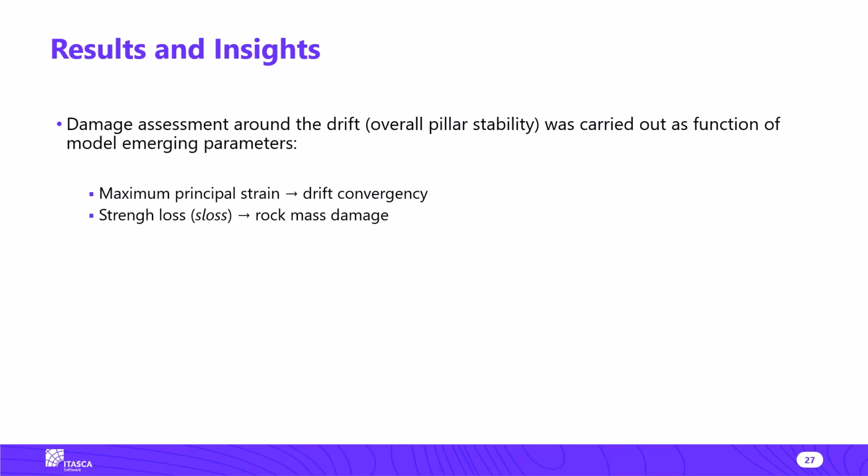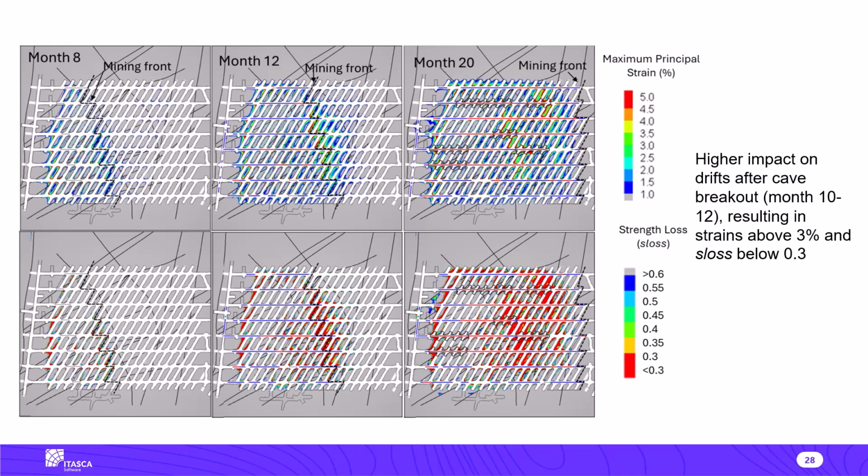For the model drift behavior interpretation, 2 model emerging parameters were considered relevant: the maximum principal strain, as it represents the drift convergence, and the strength loss, as it represents the rock mass damage. Here we take a look at the variation of maximum principal strains in the upper row and S-loss parameter in the lower row for months 8, 12, and 20. If we highlight the drift collapses documented in month 20, several of those locations correspond to principal strains beyond 5% on the drifts, or S-loss values equal or less than 0.3.